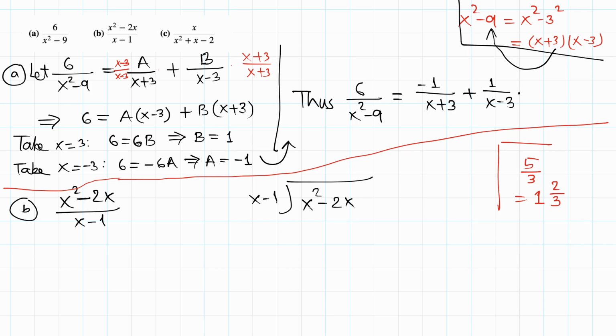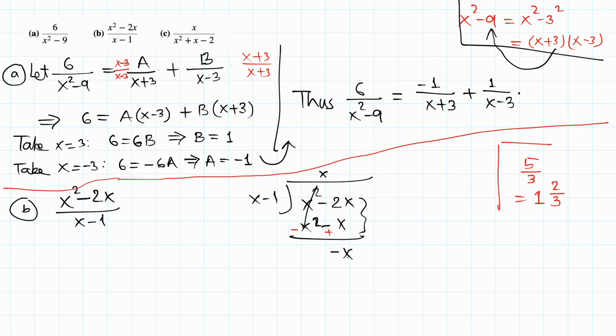So x goes into x squared how many times? x times, because x times x is x squared. x times x is x squared, minus x times 1 is minus x. Now we subtract here. Subtract means this positive becomes negative, negative becomes positive. Subtract means you distribute -1. So cancel. Here we got negative 2x plus x, so negative x.